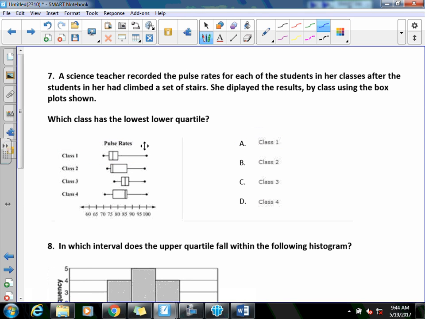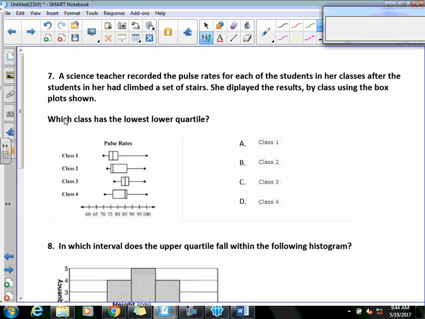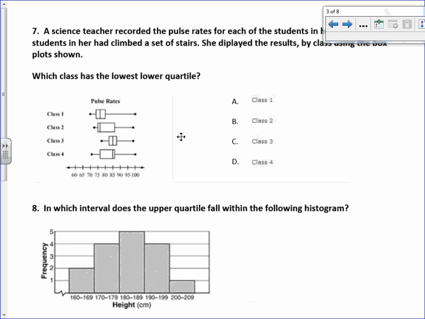Okay, so for number 7, I think that was a pretty straightforward question. Basically, you're just looking, again, you need to find the lower quartile. So how do we identify that, that's Q what? Q1 is the lower quartile, so that's that left side of the box. And so which one of these was the farthest over? That would be class number 1. Right?